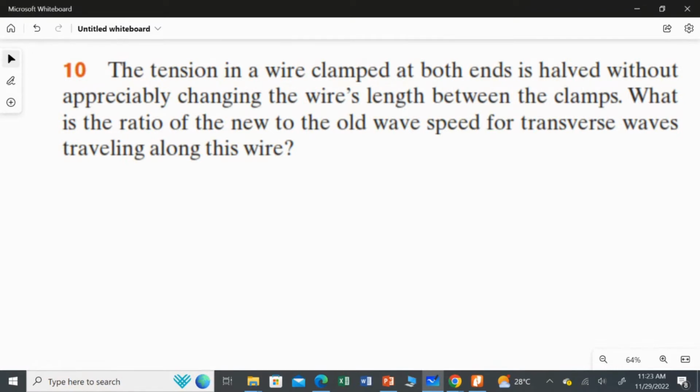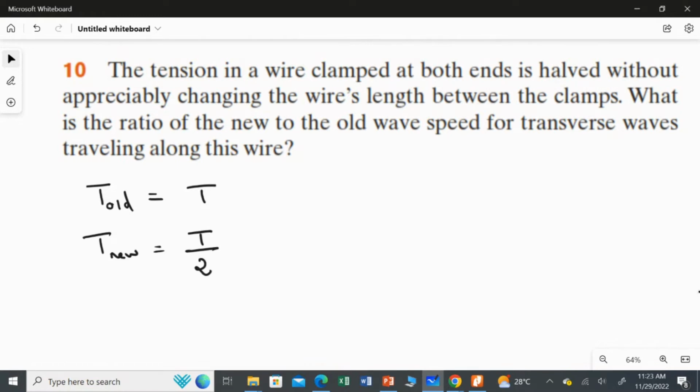So you have a wire. In this wire there is a transverse wave. That means the wave is traveling on the string, and here we are going to alter the tension to half of the initial value. Better we write the formula first. In the initial stage, let's take the old tension as T, and for the new tension, we halve the tension. That means it becomes T over 2, right?